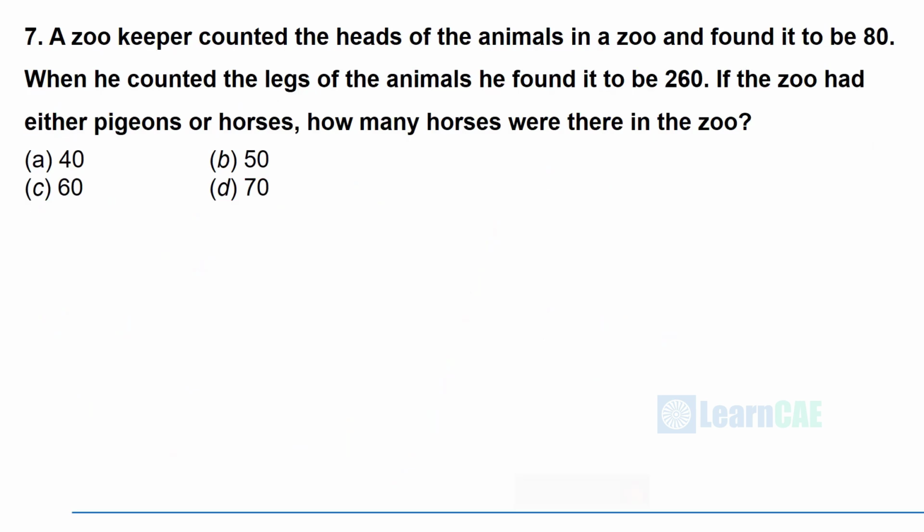Next question. A zookeeper counted the heads of the animals in the zoo and found it to be 80. When he counted the legs of the animals, he found it to be 260. If the zoo had either pigeons or horses, how many horses were there in the zoo? Let x represent horses and y represent pigeons. As per the first condition, they are saying the total number of heads is 80. That is x plus y is equal to 80.